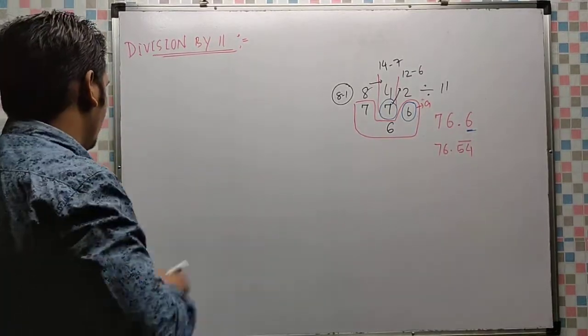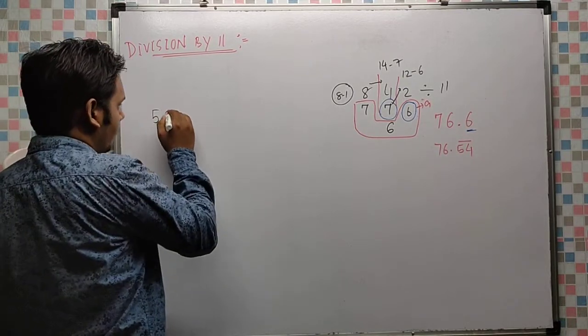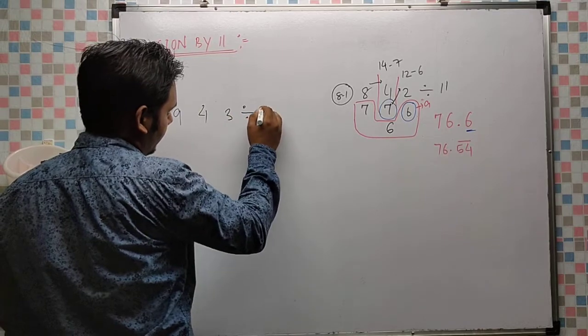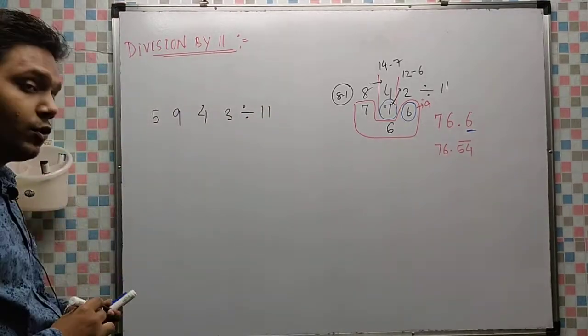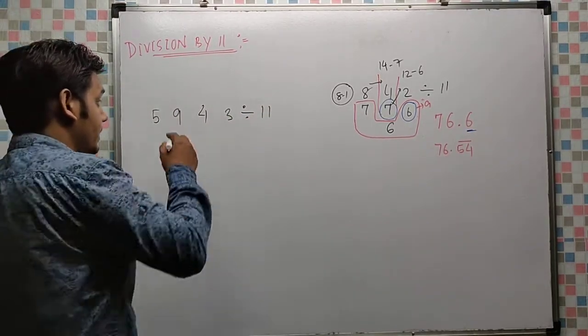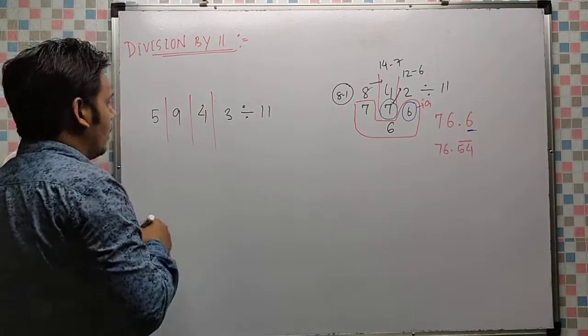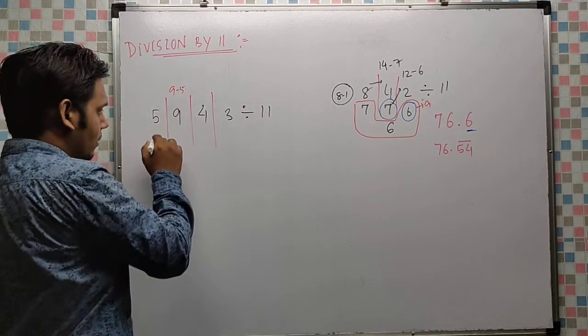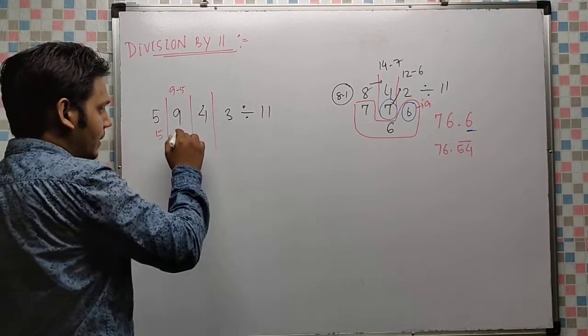Suppose any 4-digit number, 5943 divided by 11. So first what I have to do, I have to separate the digits. Now 9 is greater than 5, so 9 minus 5 is possible. So simply I will keep 5, and 9 minus 5 is 4.